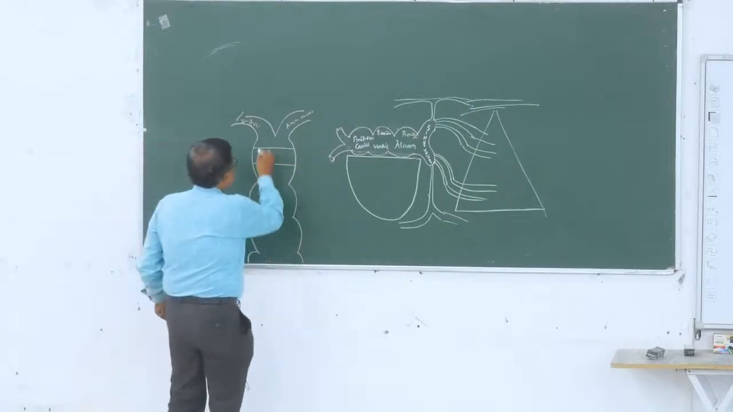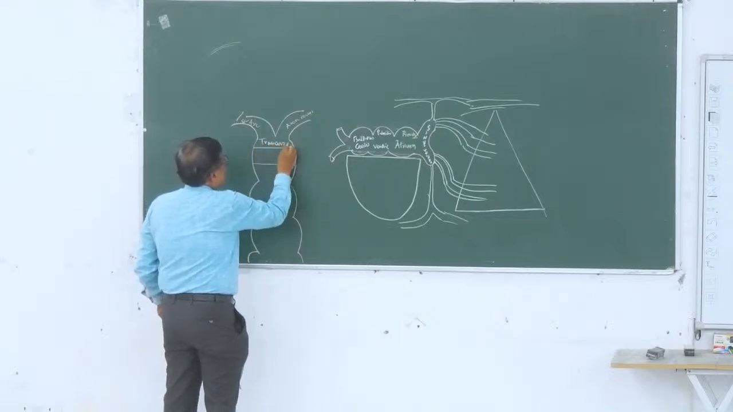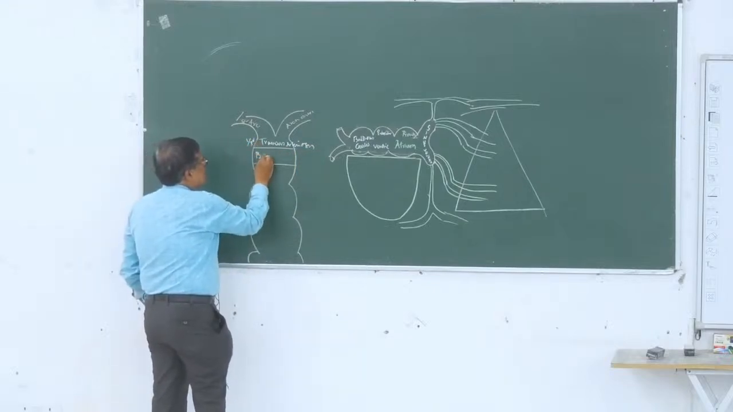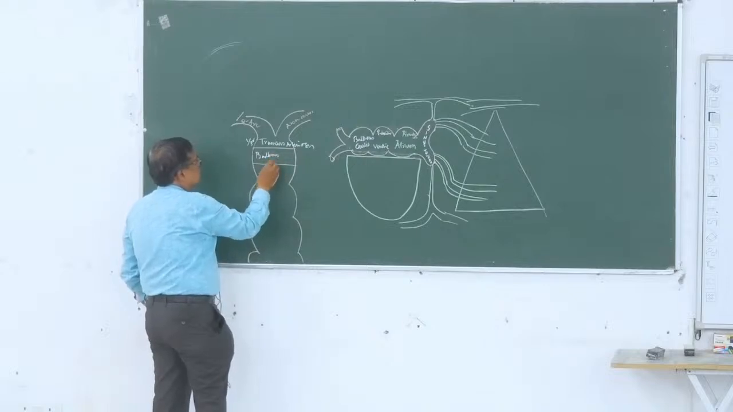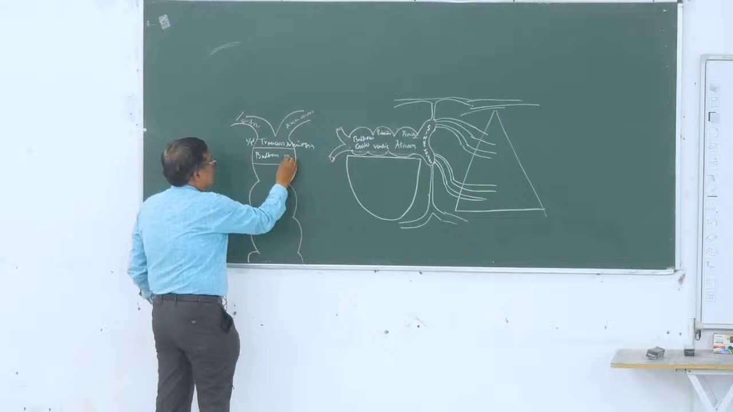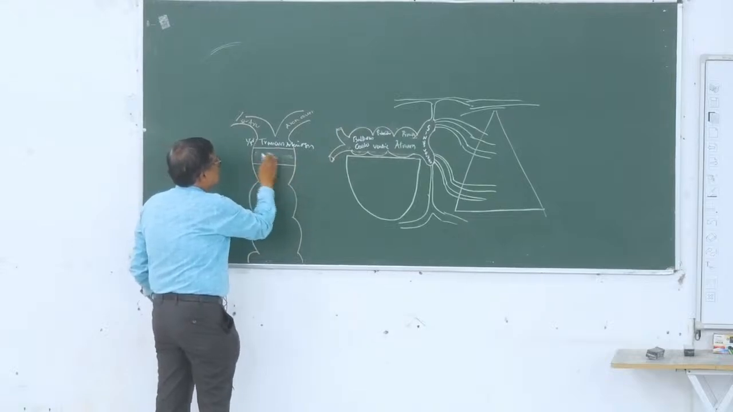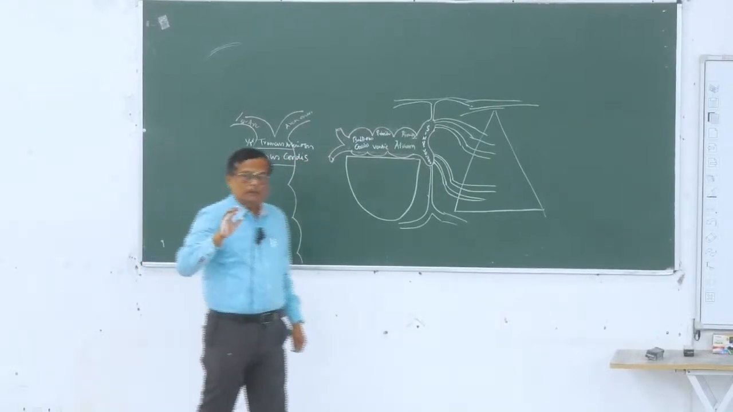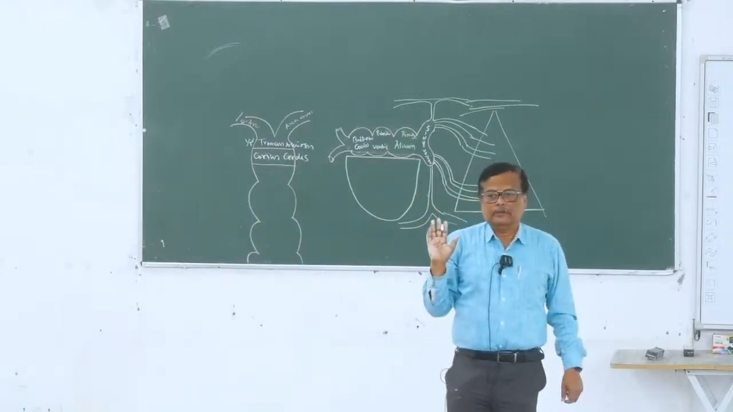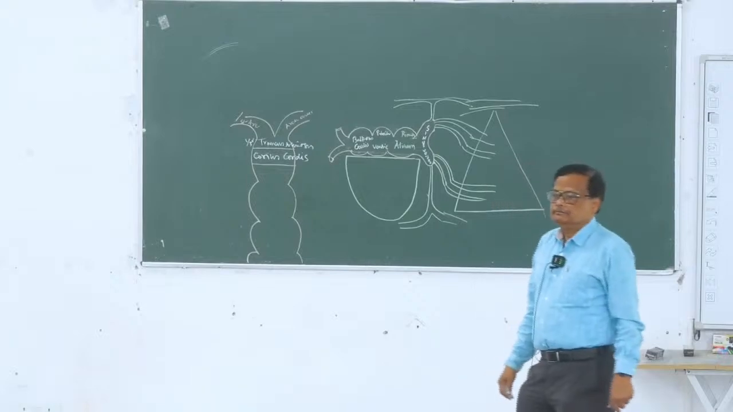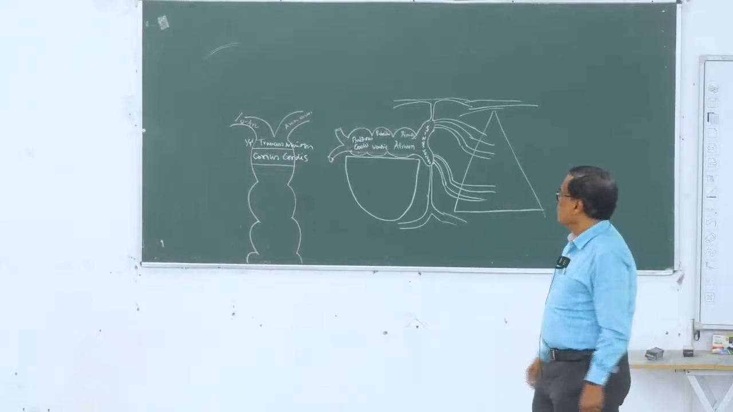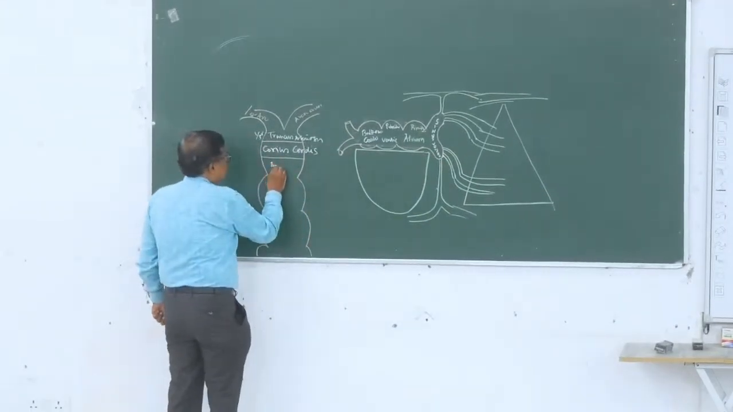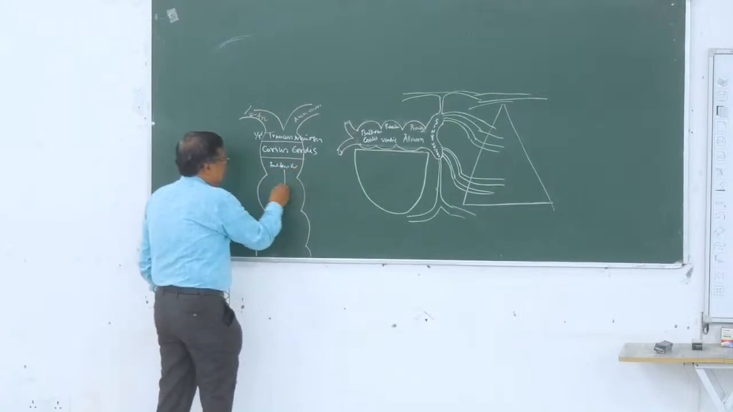The proximal part we have named the truncus arteriosus. The middle one, divided into thirds, we call the conus cordis. And this distal part of the bulbus cordis we have not given any name, because it will be taken up by the ventricle.